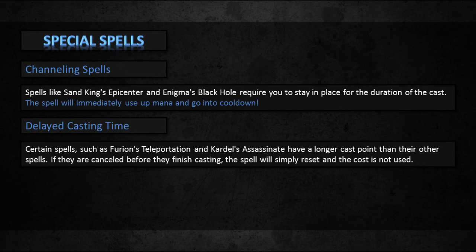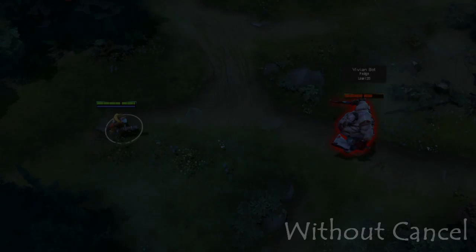Delayed casting time. Certain spells, such as Furion's Teleportation, have a longer cast point than other spells. If they are cancelled before they finish casting, the spell will simply reset and the cost is not used, as with any other spell.